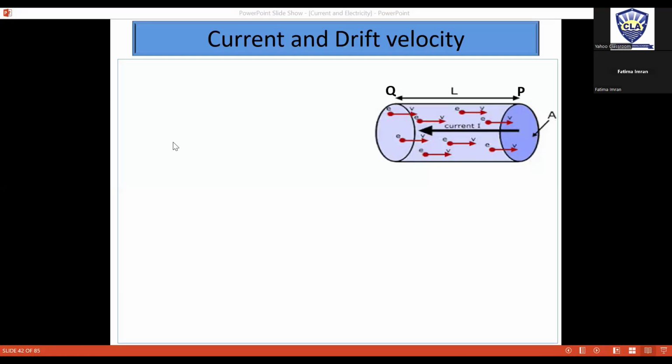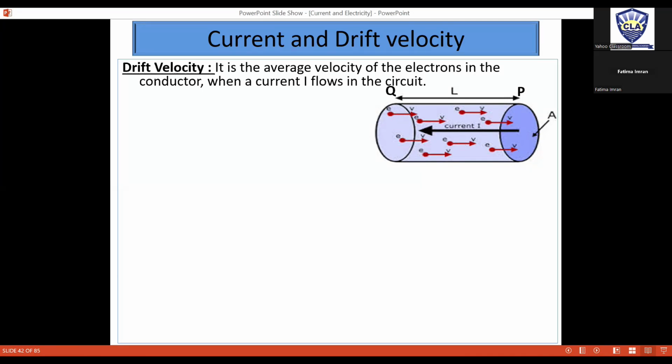Now we have a conductor that is connected to a battery, and there is a current flowing in the circuit itself. If the current is flowing in the circuit and the value of the current is I, then electrons move in the opposite direction with an average velocity, and that average velocity is called drift velocity. It is the average velocity of electrons in the conductor when a current I flows in the circuit. We want to find out the value of this drift velocity.